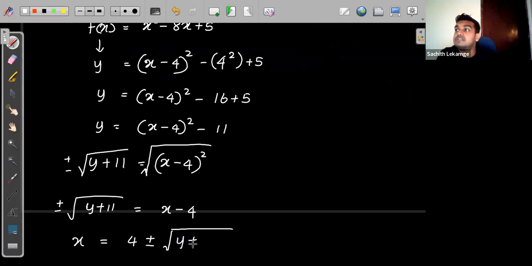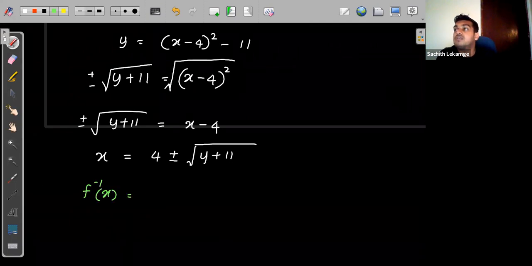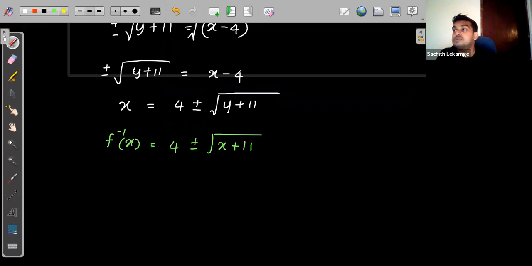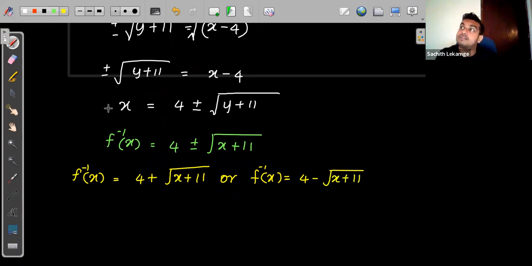root y plus 11. Make sure that now you need to change x into f inverse of x: 4 plus or minus root x plus 11. This one, then you need to change into what? f inverse of x equals 4 plus root x plus 11, or f inverse of x equals 4 minus root x plus 11. Okay, then what?